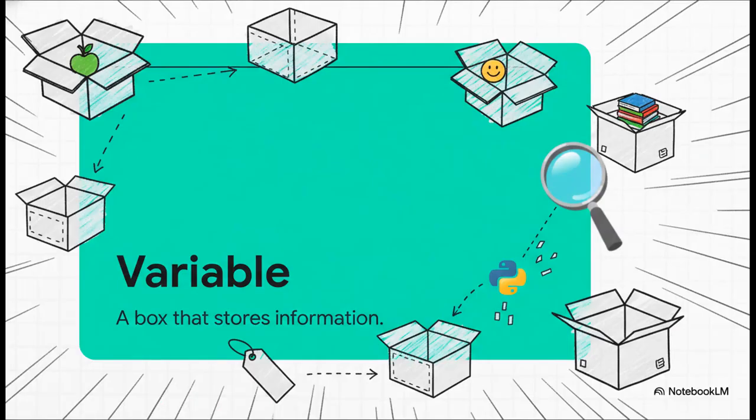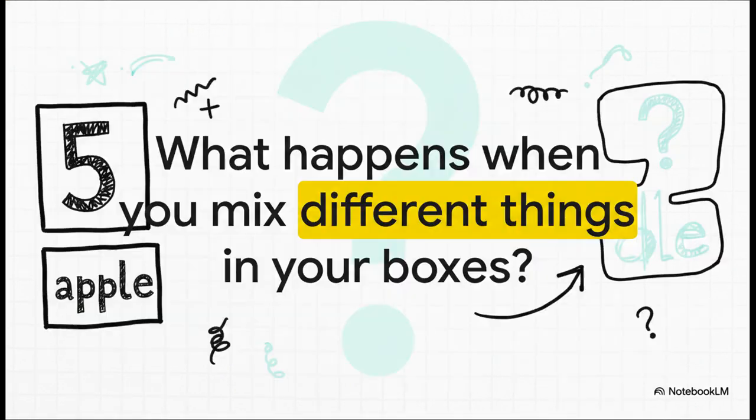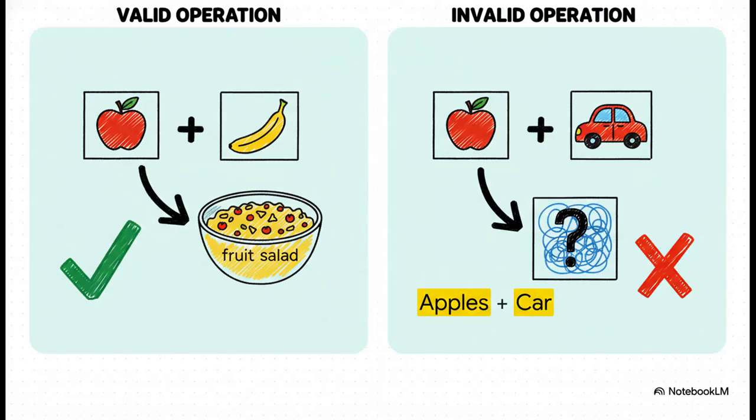Okay, so let's start with the basics, just to make sure we're all on the same page. The easiest way, I think, to picture a variable is just as a container, a box. You give the box a name, and then you stick some information inside it so you can use it later. Simple enough, right? But, and here's where it starts to get a little tricky, what happens if you try to mix and match the stuff inside your different boxes? Like, what if one box has a number and another has a word? Can you just, I don't know, add them together? Well, as you can probably guess, some combinations make total sense, while others, yeah, not so much.